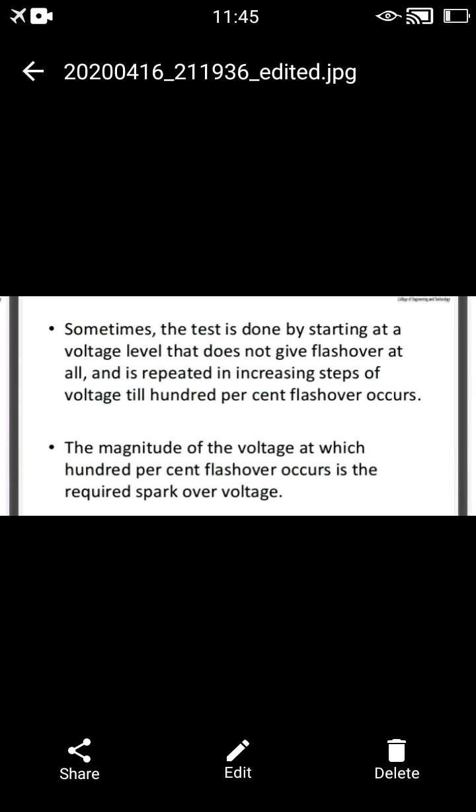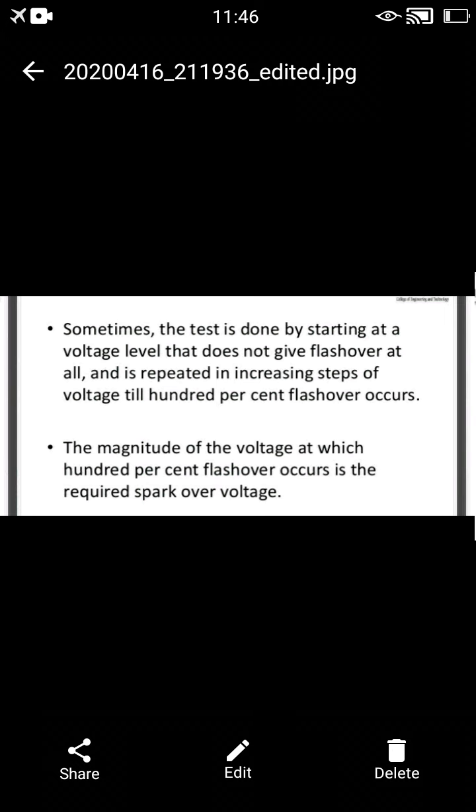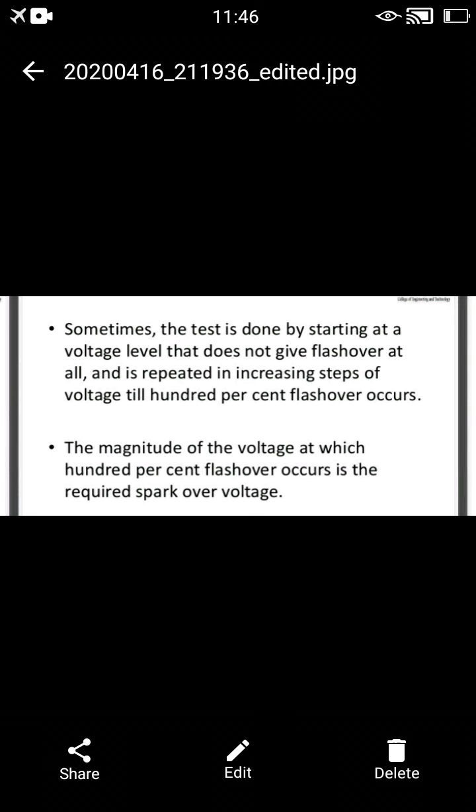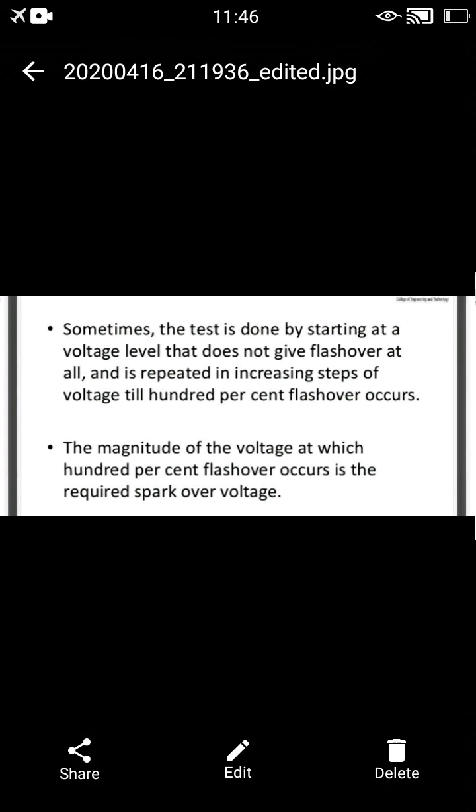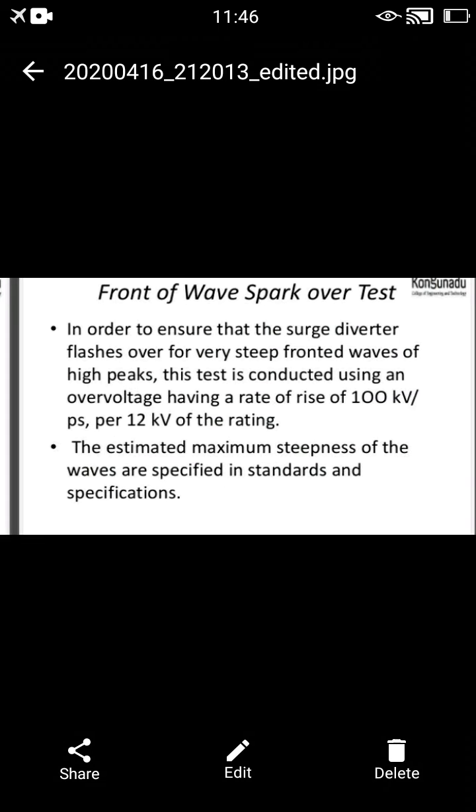In that particular test, sometimes this test is done by starting at a voltage level that does not give flashover at all and is repeated in increasing steps of voltage till 100% flashover occurs. So that's why this test is called the 100% standard impulse spark over test or flashover test. The magnitude of the voltage at which the 100% flashover occurs is taken as the spark over voltage. So next we'll start the next test.